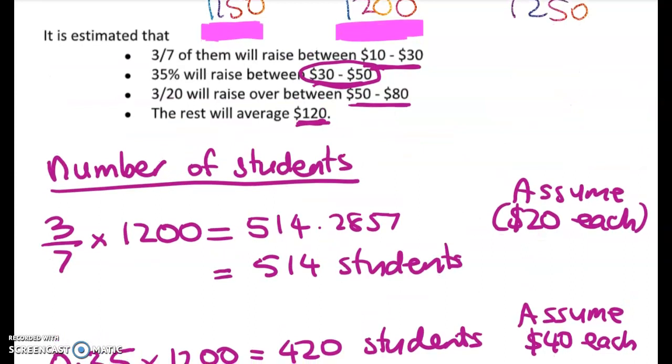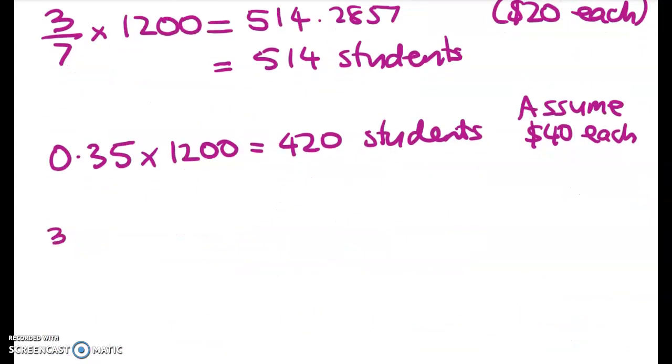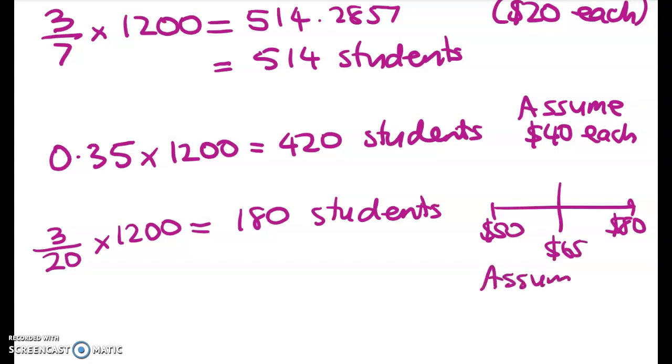What's next? I've got another fraction of 3/20 of the group will raise between $50 and $80. So 3/20 of 1,200 gives me 180 students. Right, so that range goes from 50 to 80. So the halfway mark here is 65. We're going to assume $65 each.